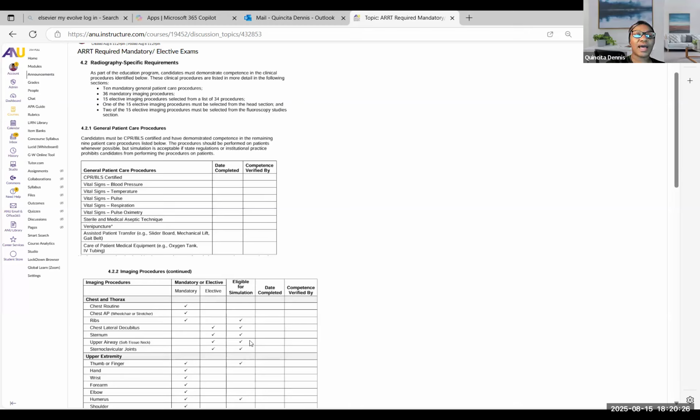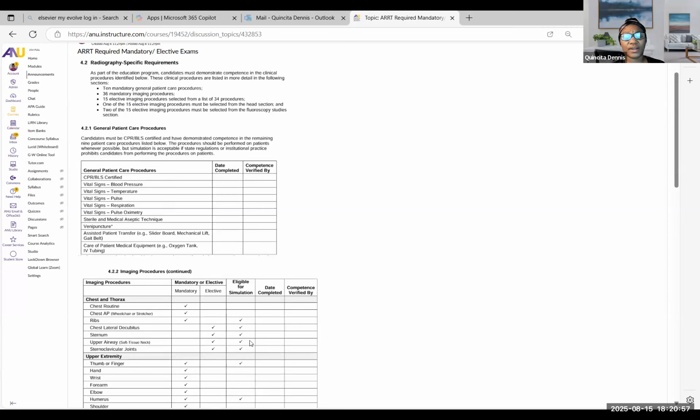All right, that is this top block that talks about the CPR. When you get that CPR, I would say don't waste any time getting it. I think it's good for 2 years. Once you get it, it needs to be AHA. All right, no other type of BLS certification. All right, and that's American Heart Association. All right, vital signs, blood pressure, temperature, pulse, respiration, and pulse ox. We'll try to ensure that you get that at clinic.